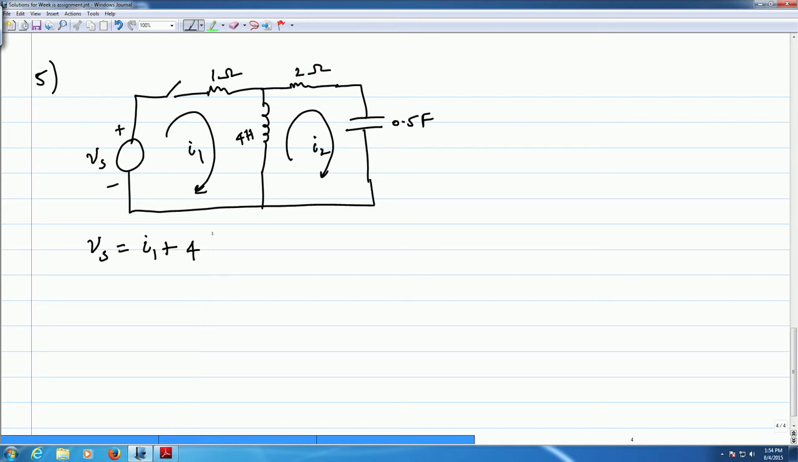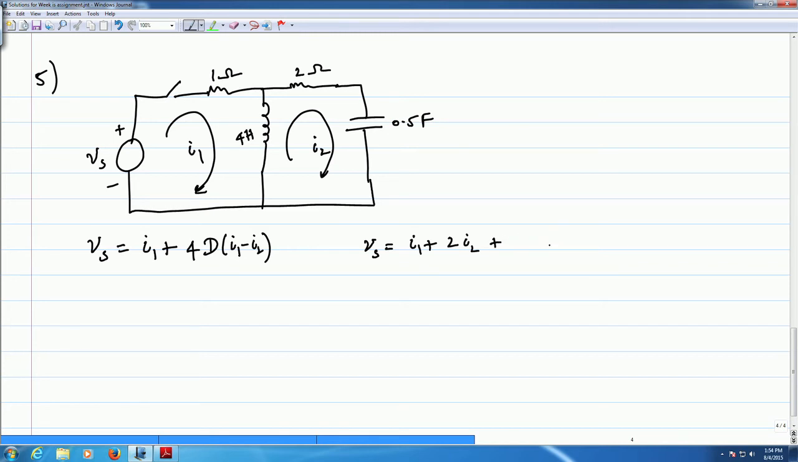So, I need to do d by dt of I1 minus I2, and my d by dt I am denoting as capital D. So, I get D(I1 minus I2). This is one loop equation. The other loop equation I am going to write for the entire big loop. So, that is going to be Vs equals I1 plus 2 times I2 plus the voltage across the capacitance.